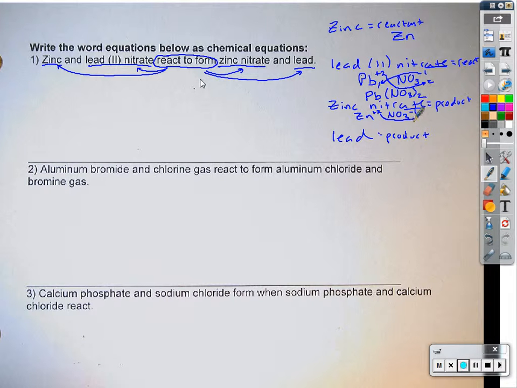Again, we got to swap the numbers with the 2 coming over here and the 1 going over here. And just like before, write that formula. Don't write down the number 1, and make sure you put the NO3 in parentheses.